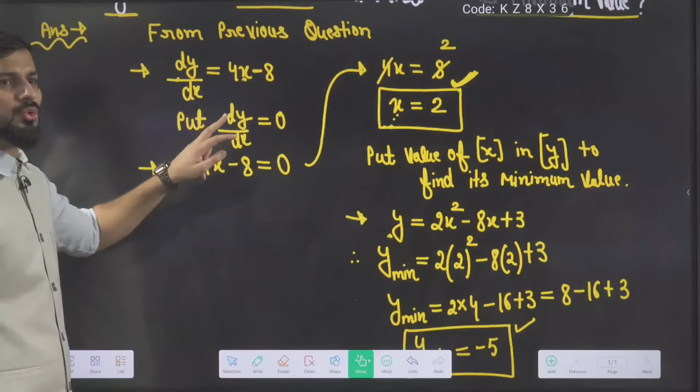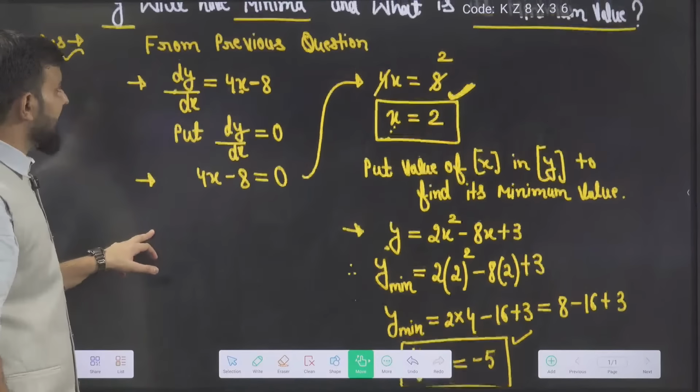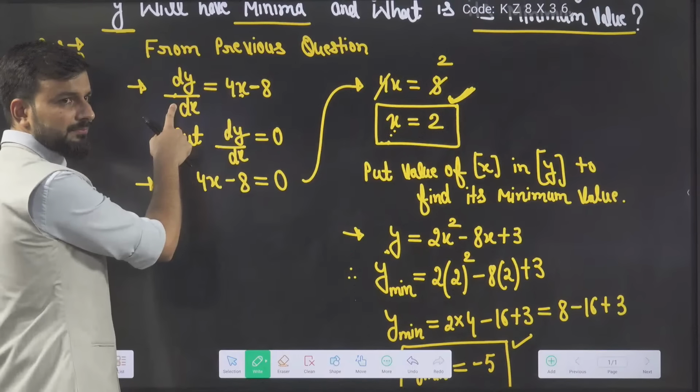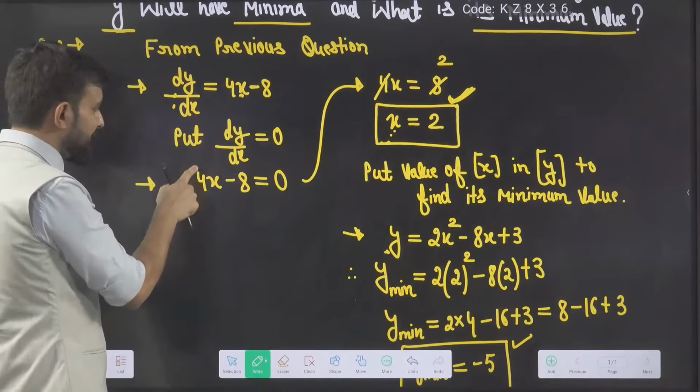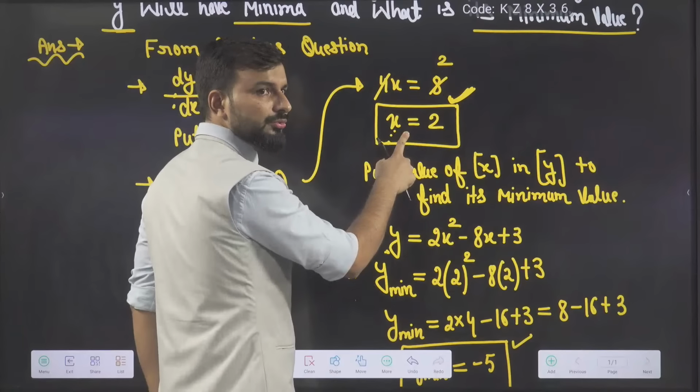What were the steps? Actually these two questions are not separate questions. This is a single question. First step, find dy by dx. The second step, put it equal to 0, and then you will get this value 2.